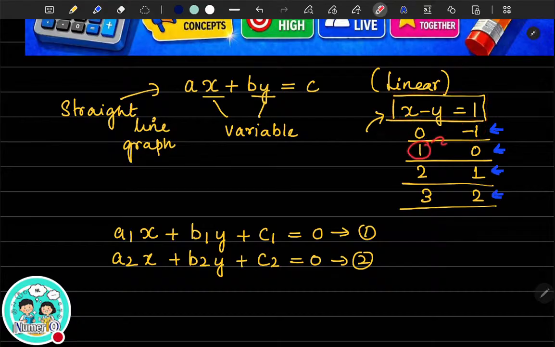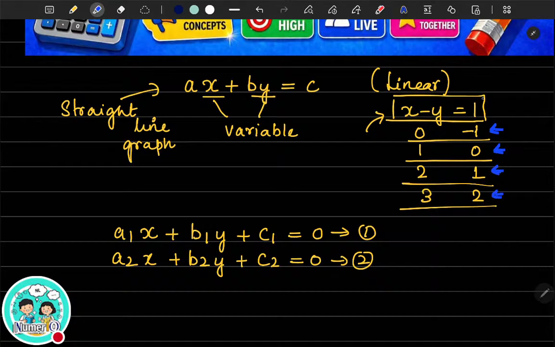Another, x equal to 1, y equal to 0. This is another value of x and y which will satisfy this. So 1 minus 0 is 1. 2 minus 1 is 1. 3 minus 2 is 1. So each of these are called solutions of the linear equation.